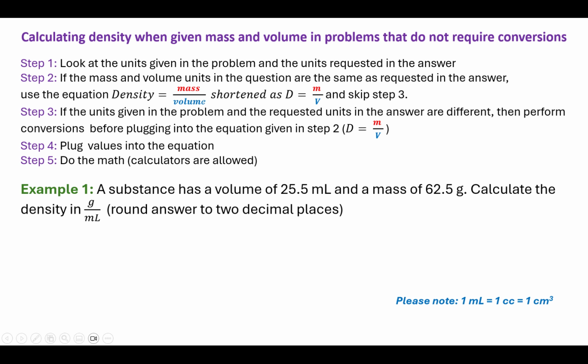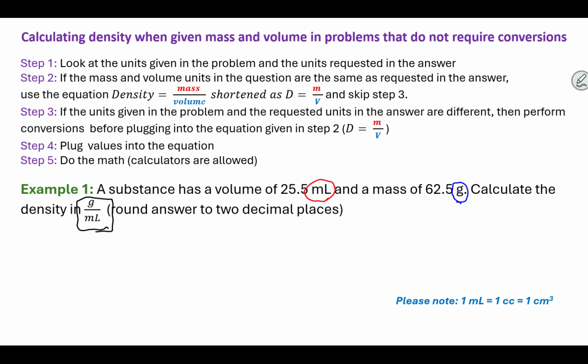So how do you calculate density? In this example, I'm going to do a simple problem where the given mass unit is grams, and the given volume unit, milliliters, are the requested units in the density, grams per milliliter. So this is a pretty straightforward problem because they're already in the same units.